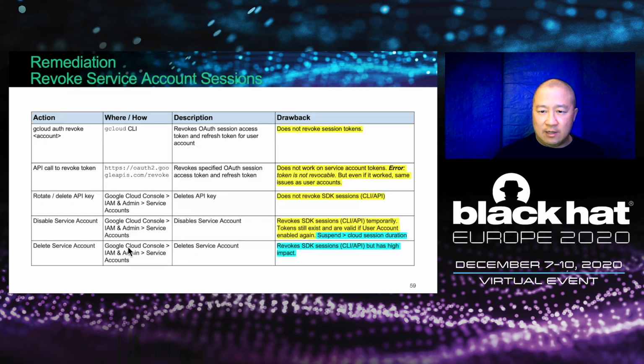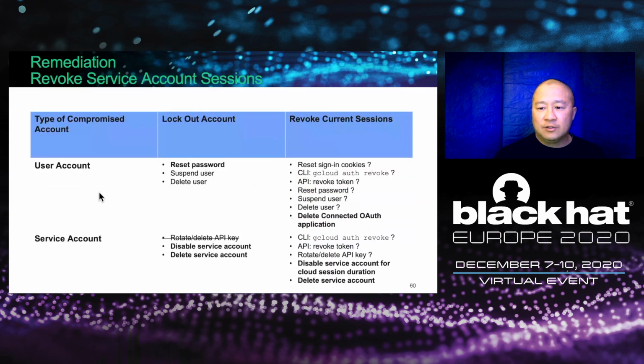How about deleting the service account? It works, just like deleting a user account. It just has high impact. So the bottom line is the best option depends on you. Can you recover from a disabled service account versus a deleted service account reliably and quickly? Which one gives you the fastest path to availability? Knowing that service accounts may be widely used by compute instances.